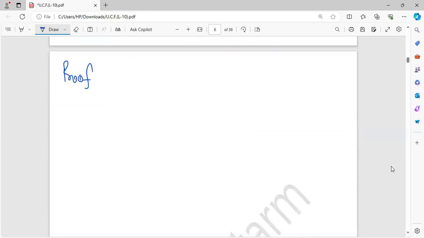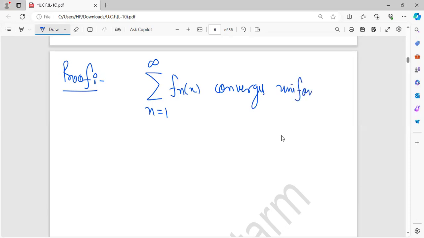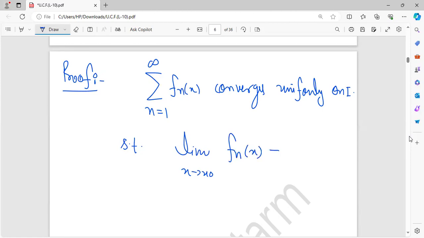Proof. This summation n goes from 1 to infinity of fn(x) converges uniformly on I. And it is given that the limit as x tends to x naught of fn(x) is an, for all n belongs to N.